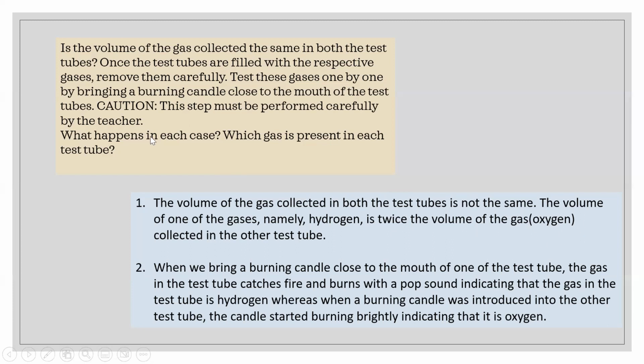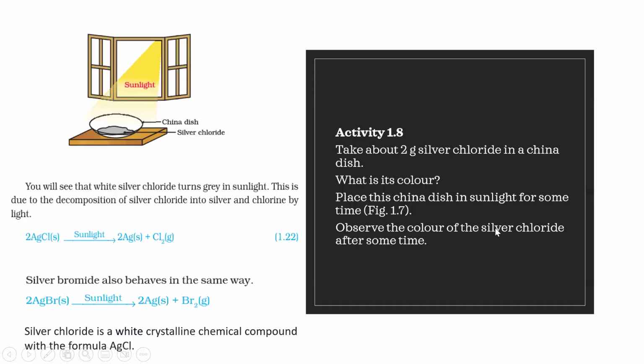Next one is after collecting the test tubes, we have to burn them with a burning candle. When we do that, the hydrogen gas containing test tube will burn with a pop sound. Next one is oxygen. The oxygen containing test tube will burn in a brighter manner. That will be the difference.